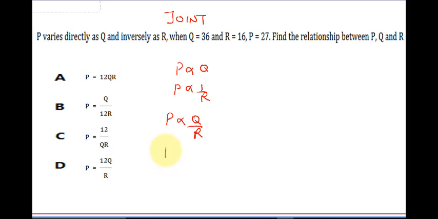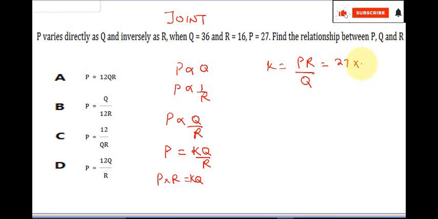Now when I join it, it's going to be p varies q over r. Now from here, I can put my equality sign and get p equal to k q over r. From here, I'm going to cross multiply. That will be p times r will be what? k q. Okay, so from here, I can now get my k to be what? p r over q.